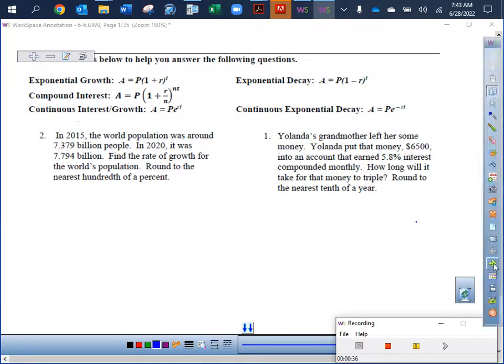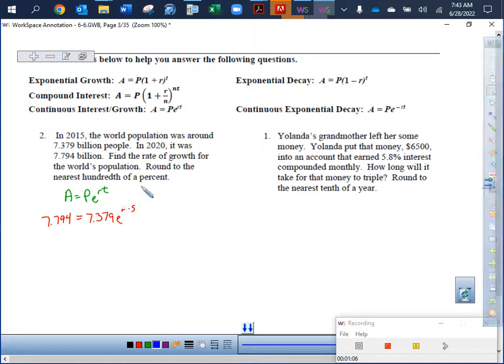So we're going to start with our formula, which will be PERT. We'll write that down, and then we'll sub in what we know. The principal is how much it started with. Well, the starting value is our lesser year. We got a year 2015, year 2020, so our 7.379 is going to go in for the principal. That means the amount that we had later at an ending date is the 7.94, and then e, of course, is involved, and then our rate, we don't know.